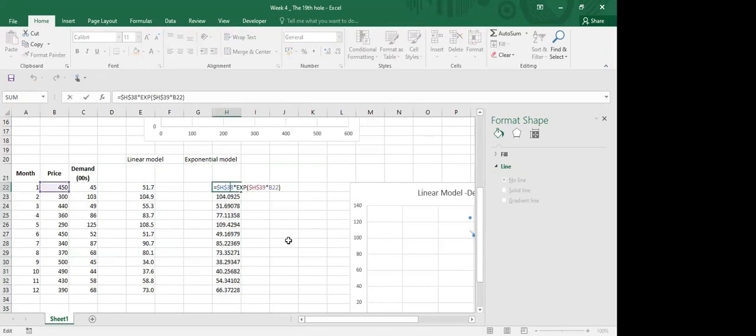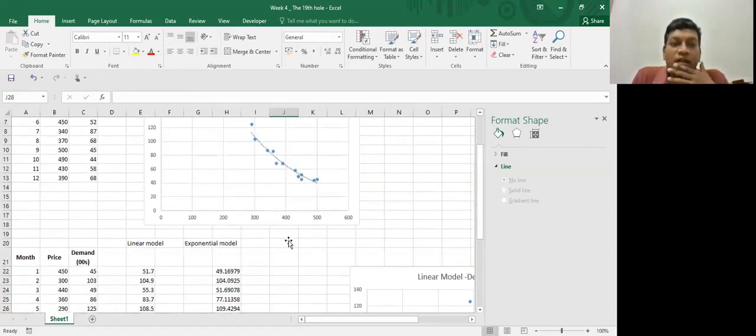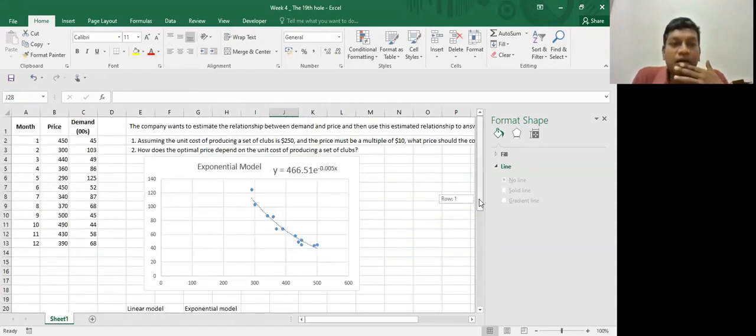Yes, that is okay. Yeah, I'll try. Okay. Great. So you have the linear model. You have the exponential model. Now let's look at one more model.